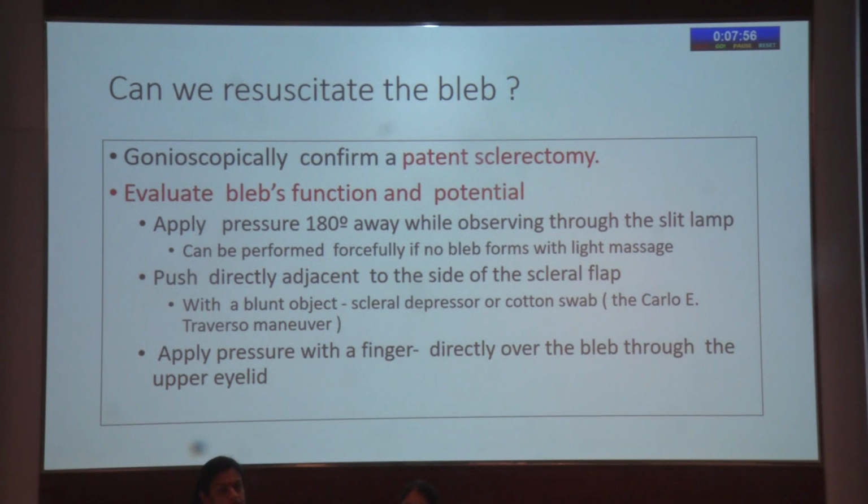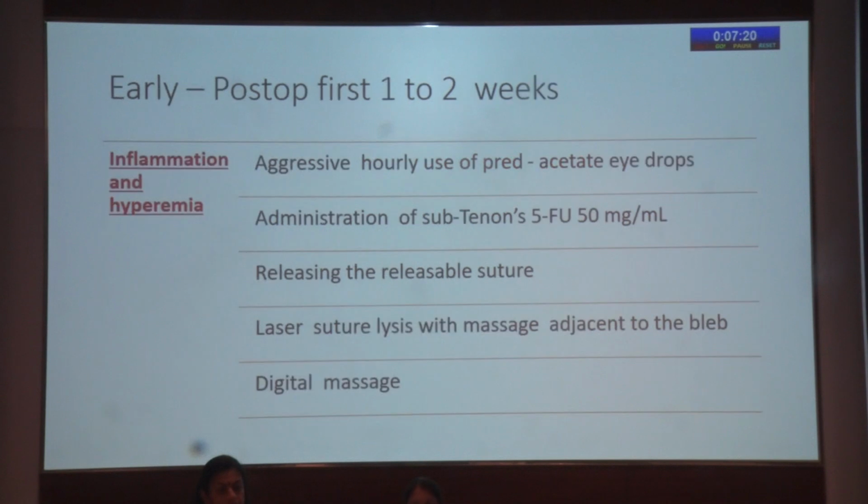Gonioscopically, you need to confirm a patent sclerectomy. Evaluate the bleb's function and potential. Apply pressure 180 degrees away while observing through the slit lamp, so you know the AC is not flattening, and you can perform it forcefully if no bleb forms with a light massage. You can push directly adjacent to the side of the scleral flap with a blunt object or a cotton swab and see if the bleb is forming. Apply pressure with a finger directly over the bleb through the upper eyelid also, so whatever fluid is collected there gets displaced, and this also can resuscitate the bleb.